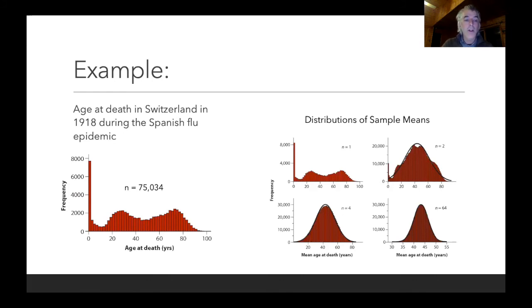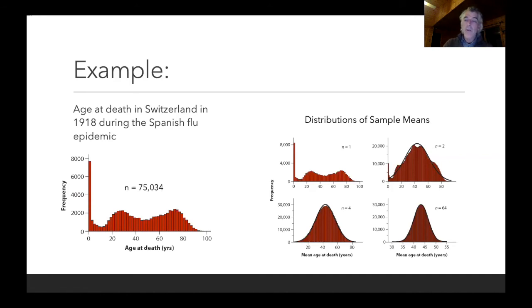The distribution on the left represents the age at death of about 75,000 humans in Switzerland during 1918 when the Spanish flu epidemic was going on. Now, Spanish flu impacted disproportionately the young, which is the reason for this very large spike in deaths among young people. But you can see that this distribution is very clearly not normally distributed. There are three distinct modes, and it's not at all symmetrical.